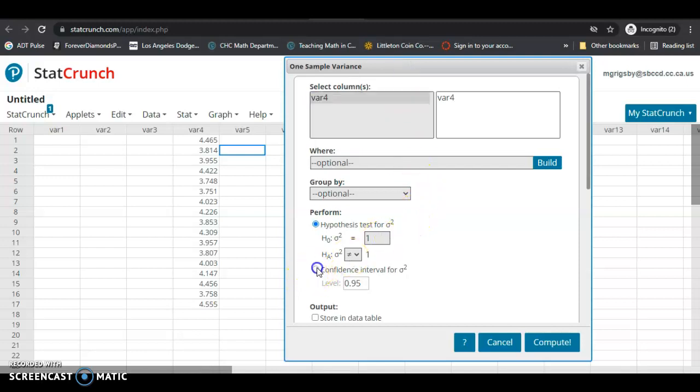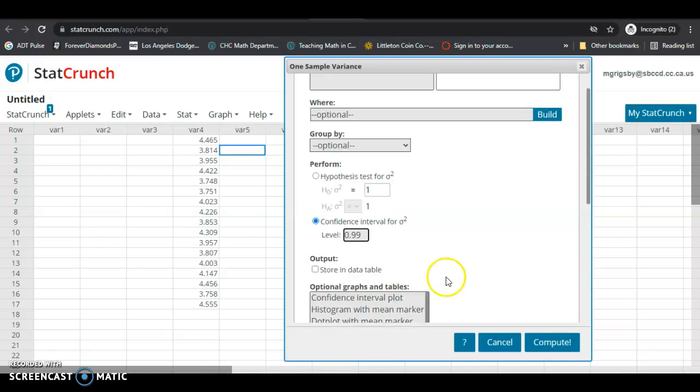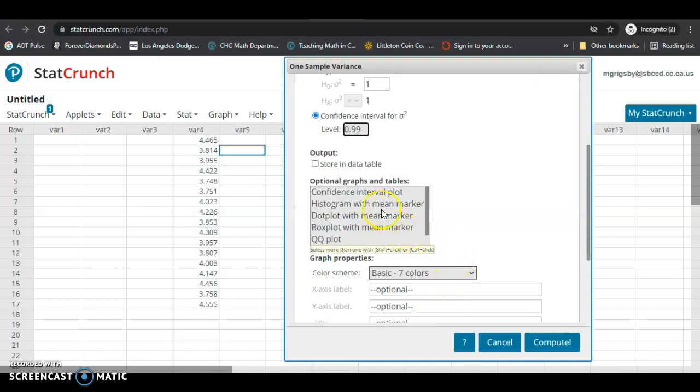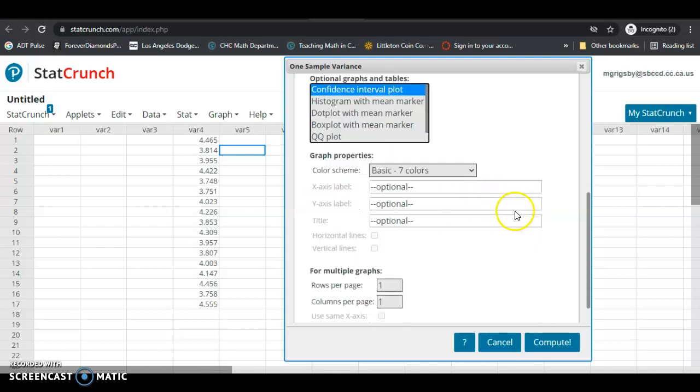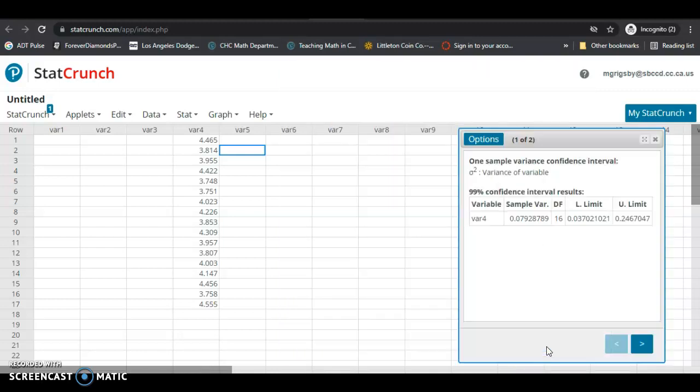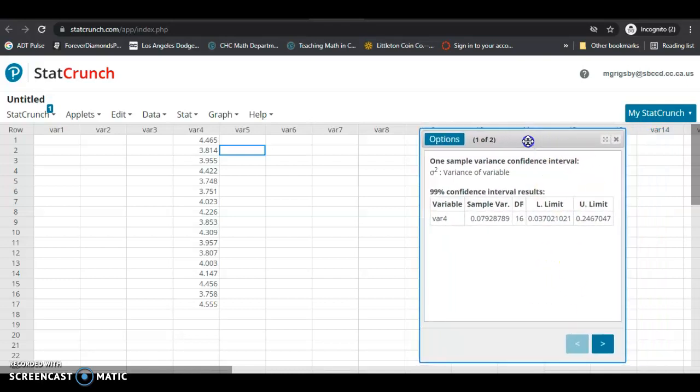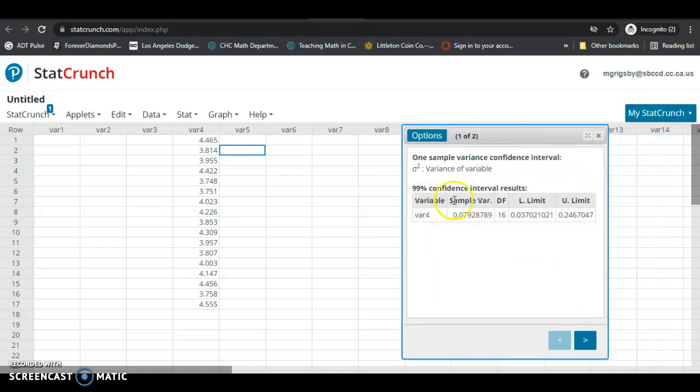And since we're doing a confidence interval, we're going to select the second option and type in the confidence level as a decimal. We can select confidence interval plot if you want to see a plot of our confidence interval. Let's go ahead and click Compute. So this tells you that this is a 99% confidence interval for the variance, sigma squared, the variance of this variable, which is the diameters of these bolts.